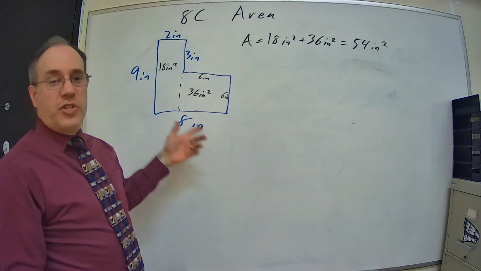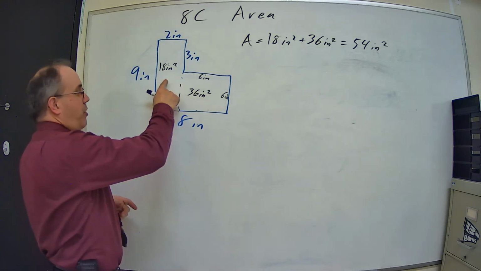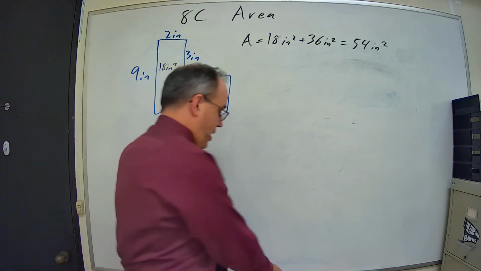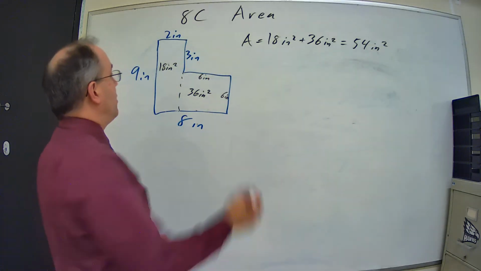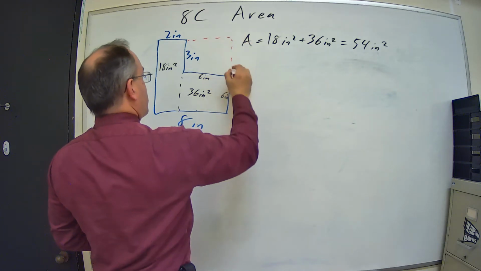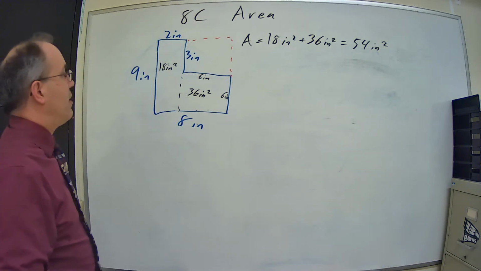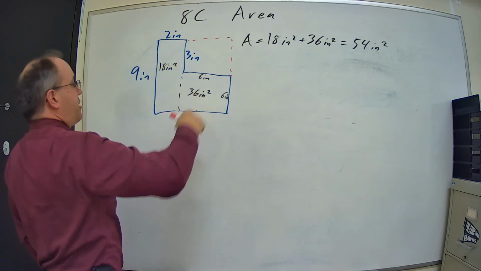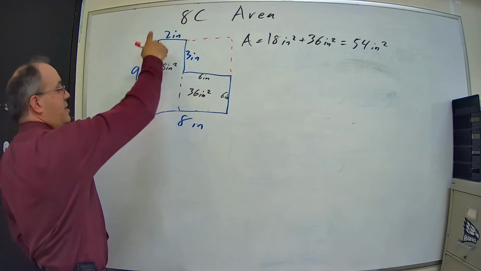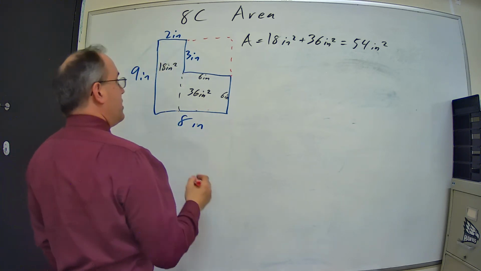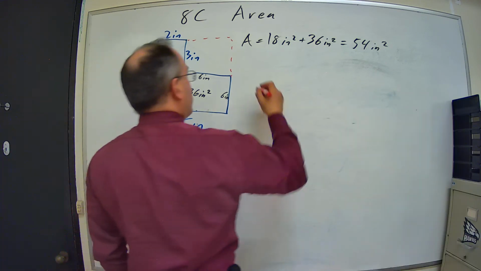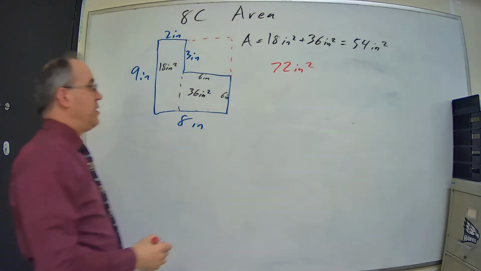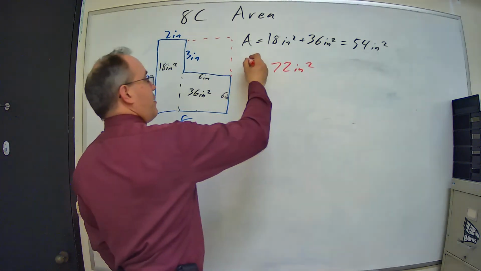Okay, so that was using addition. We found the area of this one, we found the area of this one, and we added them up. Well, let's go the other way and do deletion. I'm going to use red for that just to keep it separate. By deletion, we're looking at the full area of this. So the full area is 9 times 8, or 72 square inches. That's the total area.